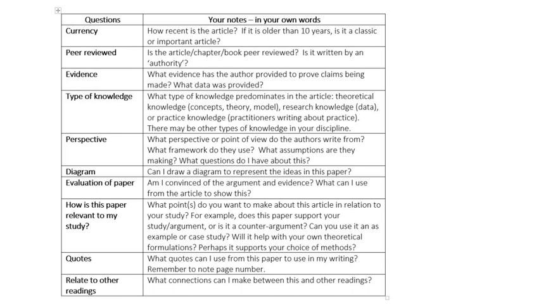What type of knowledge is in the article? Theoretical, research, practical knowledge, and there may be other kinds of knowledge specifically for your discipline. But the reason why this is important is that if you are developing a conceptual framework, then you might want to group papers according to that type of knowledge, that theoretical knowledge. So it just helps you to understand the source text more if you know what type of knowledge you're looking for. What perspective or point of view do the authors write from?